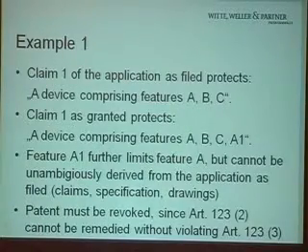So now let's come to an example. Claim 1 of the application as filed protects a device just comprising features ABC. Claim 1 as granted protects a device comprising features ABC and feature A1. Feature A1 may be a feature very similar to feature A, but it's a different feature.